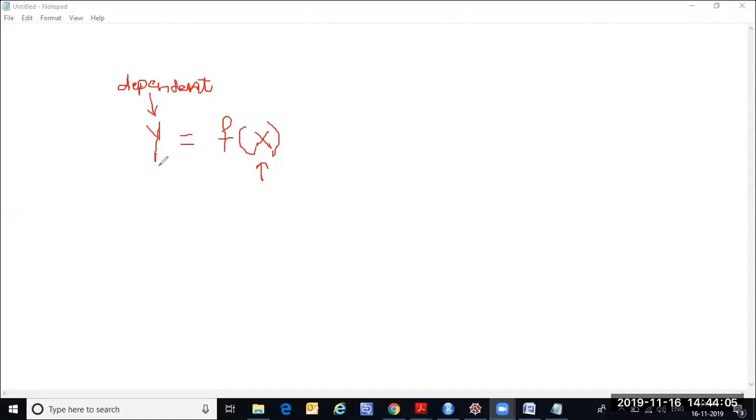So y is called the output variable or the dependent variable, whereas x is called the input variable or independent variable. The value of y is dependent on the function that you apply on the value of x. That's why x is the independent variable and y is the dependent variable or the output variable.